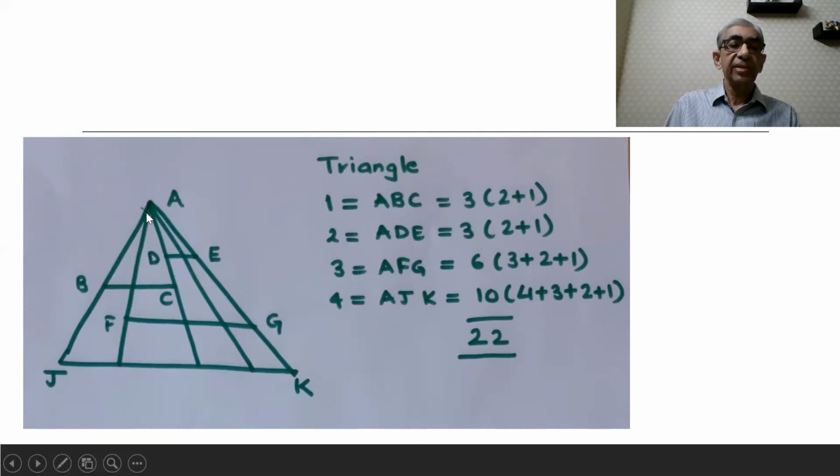Now A, F, G is another triangle. It has 1, 2, 3 partitions. So the number of triangles in this will be 3 plus 2 plus 1, 6. And another triangle is there, A, J, K, the bigger one. This has 1, 2, 3, 4 partitions. So the number of triangles here will be 4 plus 3 plus 2 plus 1, 10. So total number of triangles becomes 22.